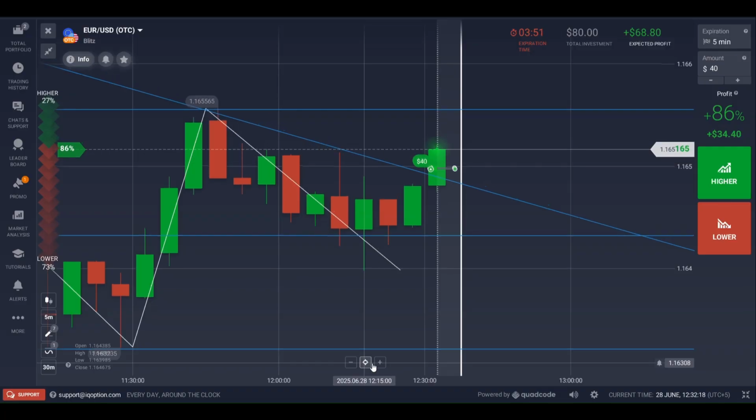Make sure to mark trend lines only when there are 3 or more touch points, not forced, but respected organically. This is one of the keys to sniper-style entries, and it separates amateurs from skilled traders.